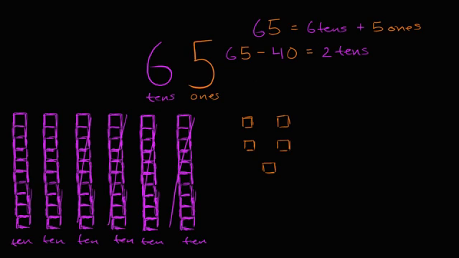And how many ones do I have? Well, I still have 5 ones. And that makes sense. I had 5 ones. I took away 0 ones. So I'm still going to have 5 ones. And so what is this going to be equal to?